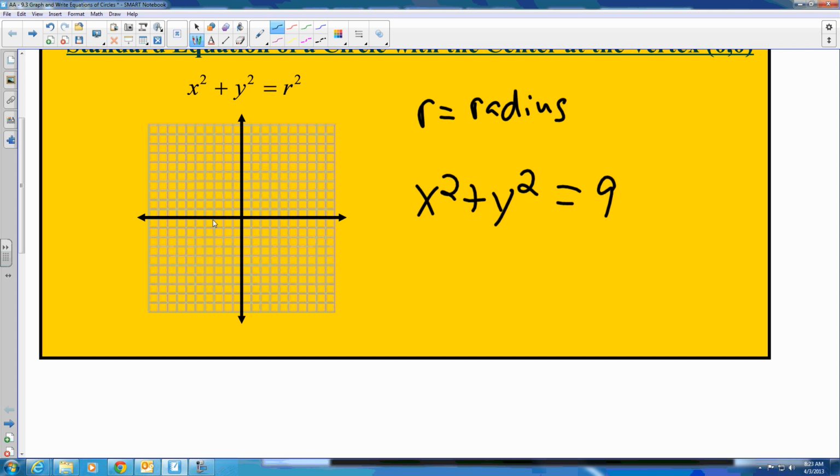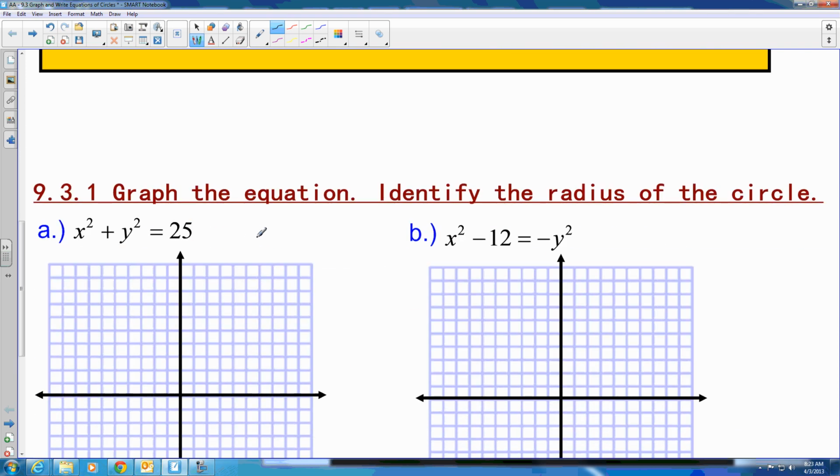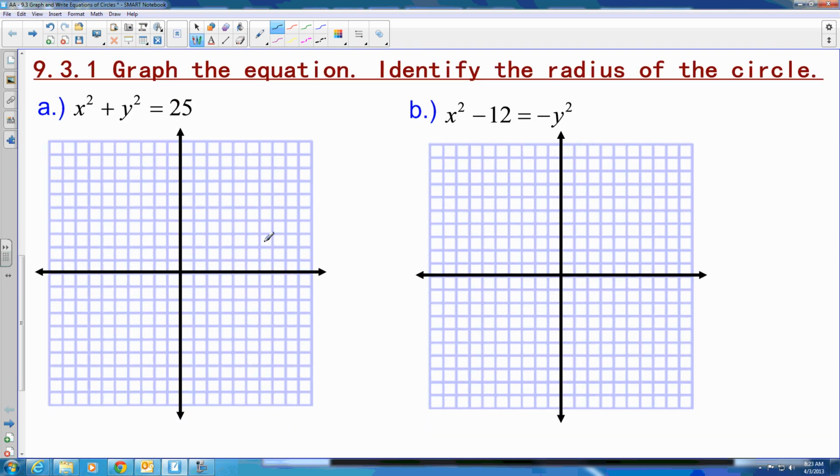Okay? So first off, in these examples, I want to be able to graph the equation. Also, I want to identify what the center of the circle is. So before I can even graph this circle, I must be able to identify what the radius is. And since I have 25 equaling r squared, if I take the square root of 25, my r is going to equal 5. And this is how we can plot the points in order to make the circle.